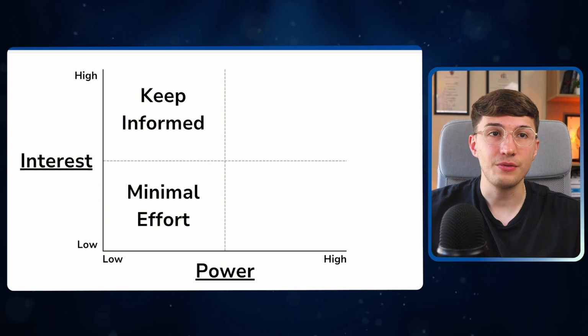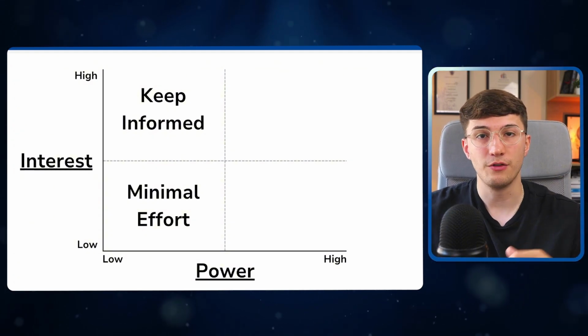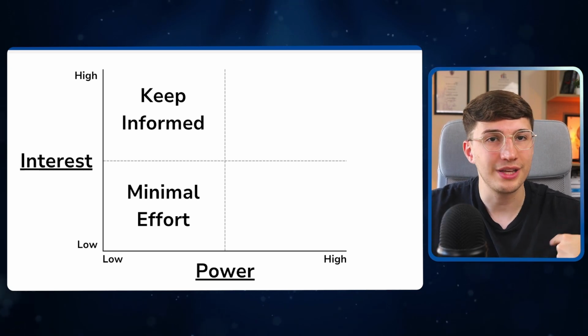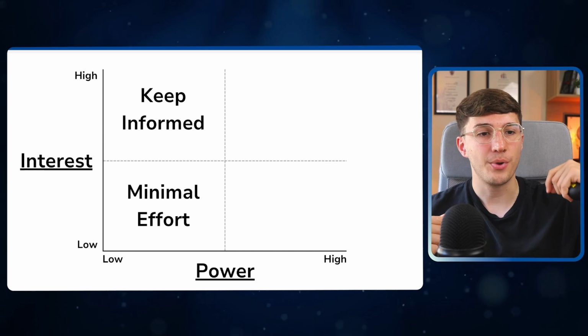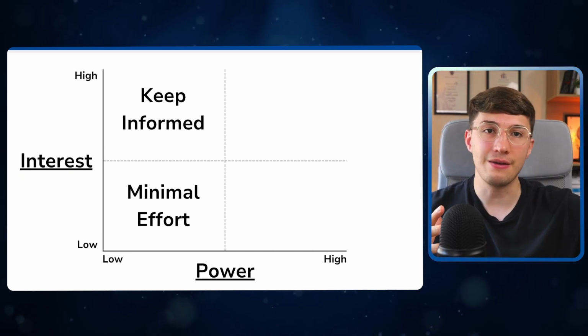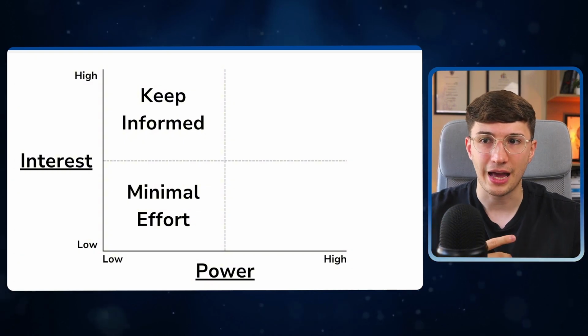The next one we have is when our stakeholder has a high level of interest but a low level of power. What we want to do is we want to keep them informed, because they are going to be impacted by our decisions, but they don't necessarily have a strong influence over our decisions. They just require regular communication.